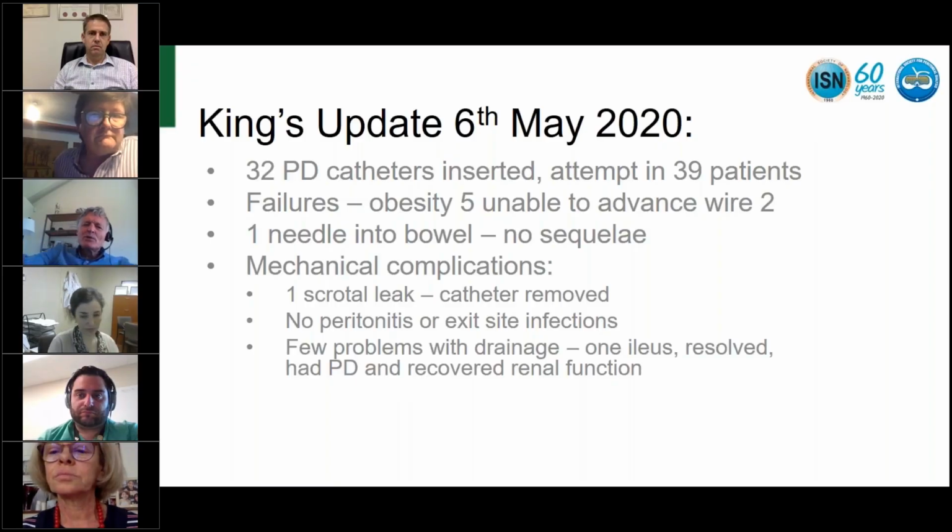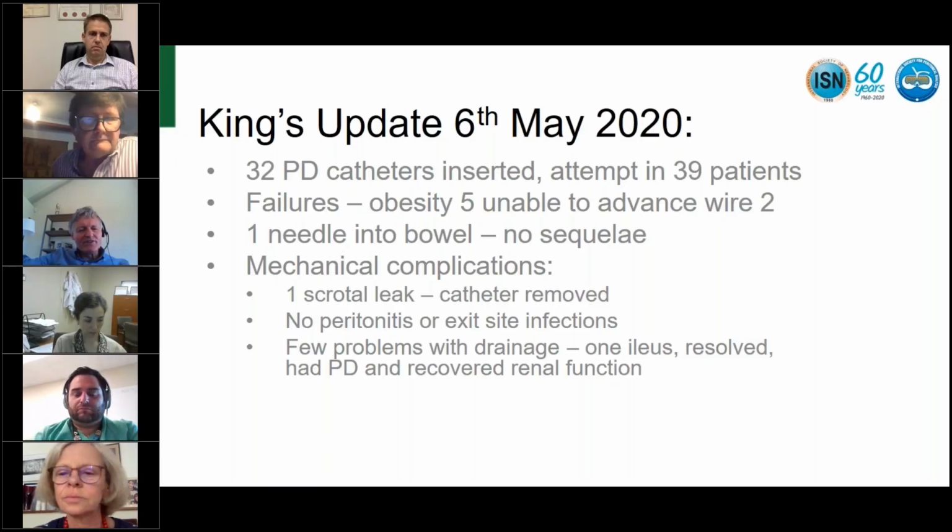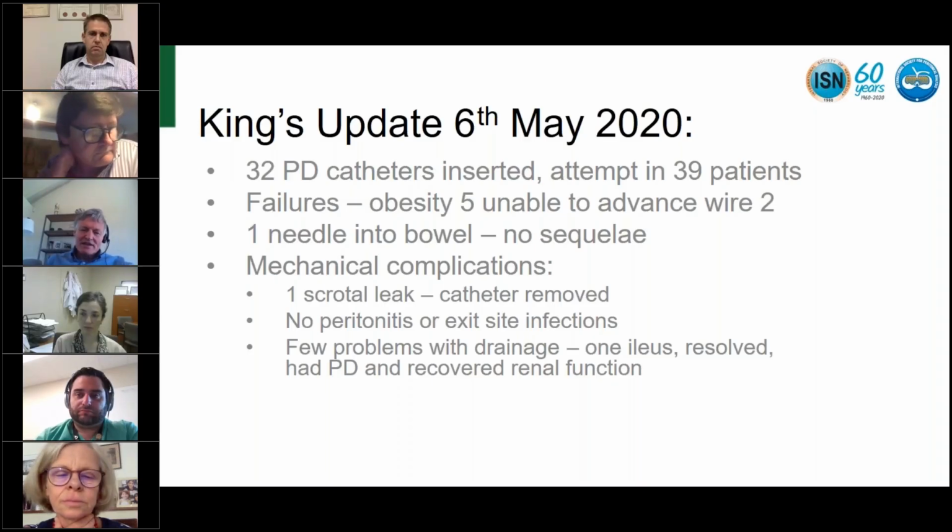As Edwina said, we really have had very few mechanical complications. In 1 patient, we had a scrotal leak after about 3 or 4 days. So we stopped PD, switched the patient to CVVH, and I removed the catheter the other day, and the patient remains on filtration. We've not had any episodes of peritonitis or exit site infections, and what surprised me is very few problems with drainage. I mentioned 2 weeks ago we had 1 patient with a profound ileus. That then resolved. The patient continued on PD, and he's since recovered renal function, has a creatinine of 70.